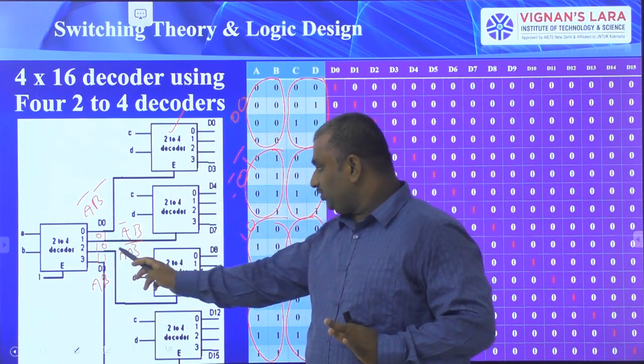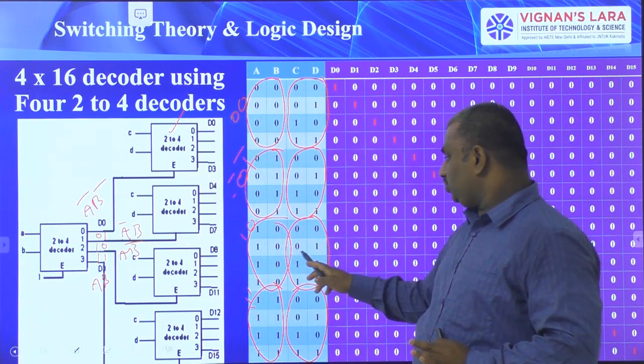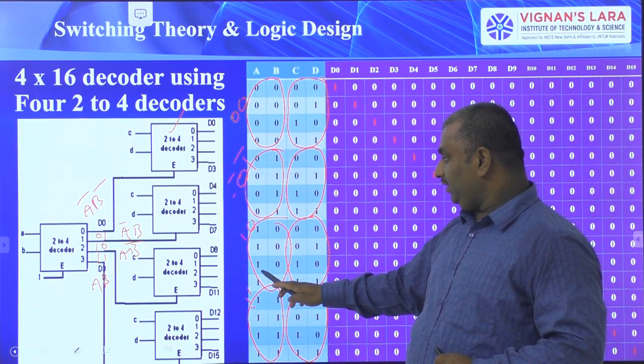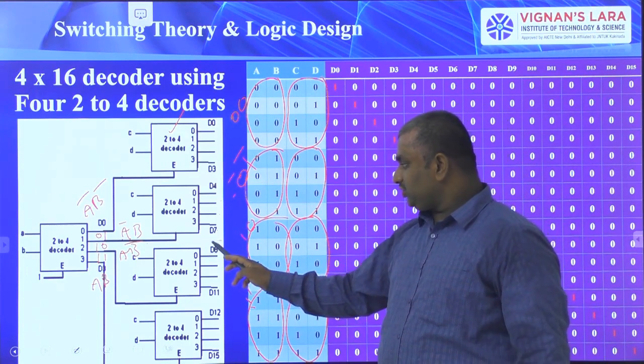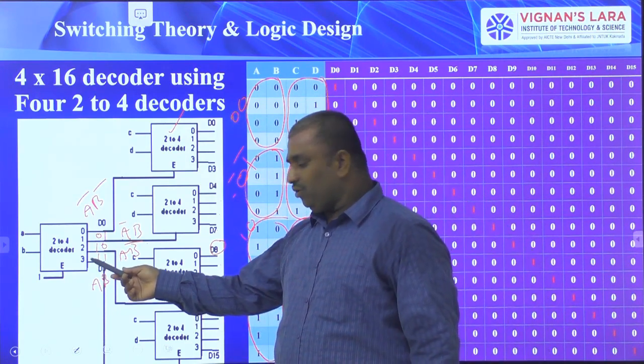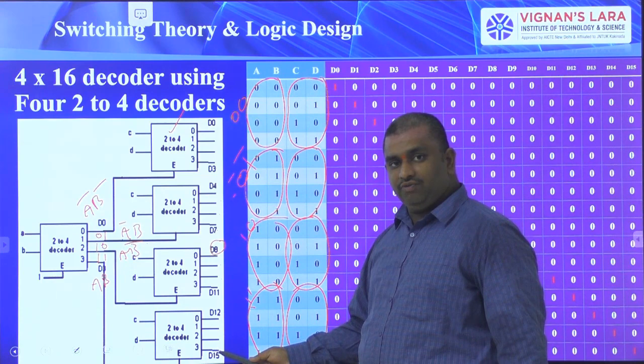Next 1 0: you have to start with AB and CD values 0 0, 0 1, 1 0, 1 1. So these are M8, M9, M10, M11, that is nothing but D8, D9, D10, D11. Like that, 1 1 you have to take. With this 1 1, D12, D13, D14, D15.